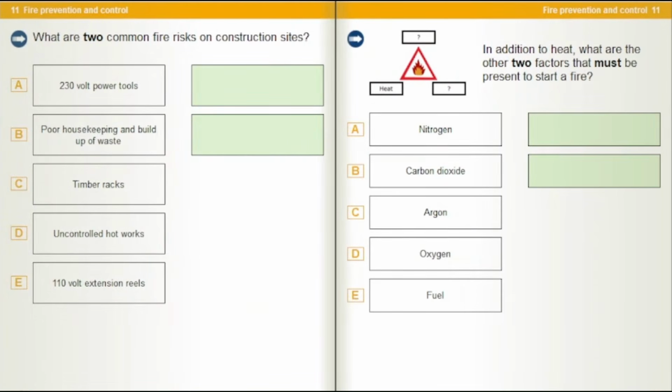What are two common fire risks on construction sites? 230-volt power tools, poor housekeeping and build-up of waste, timber racks, uncontrolled hot works, 110-volt extension reels.